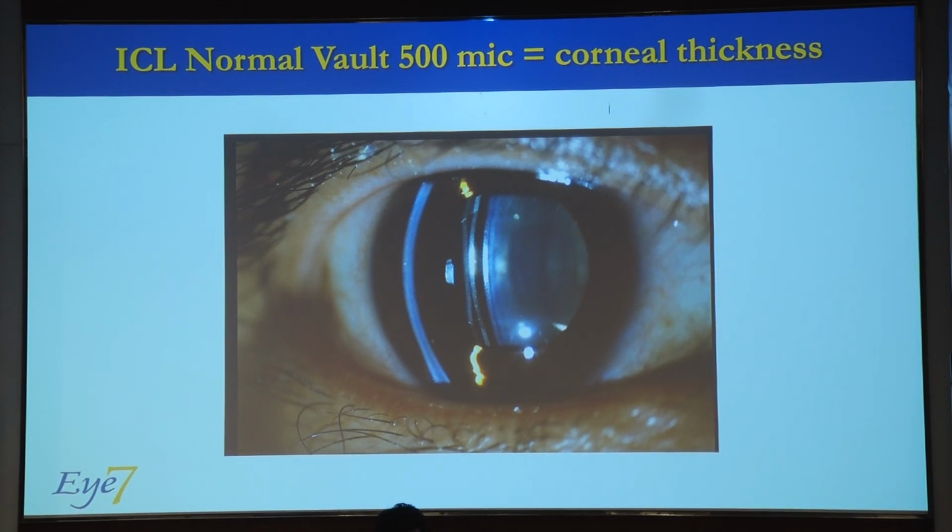We need a good ICL vault so that it allows for the movement of the aqueous humor. If the vault is very low, it causes aqueous stasis, which can lead to the formation of cataract.